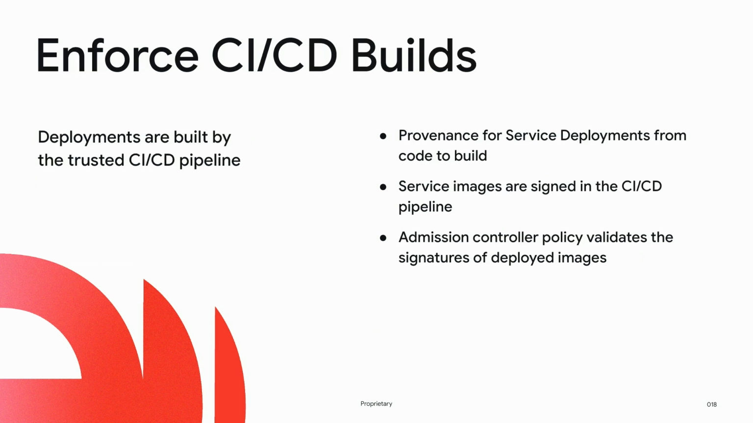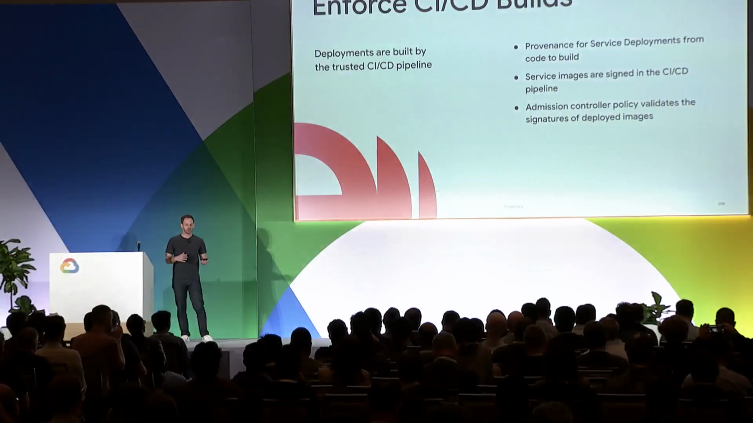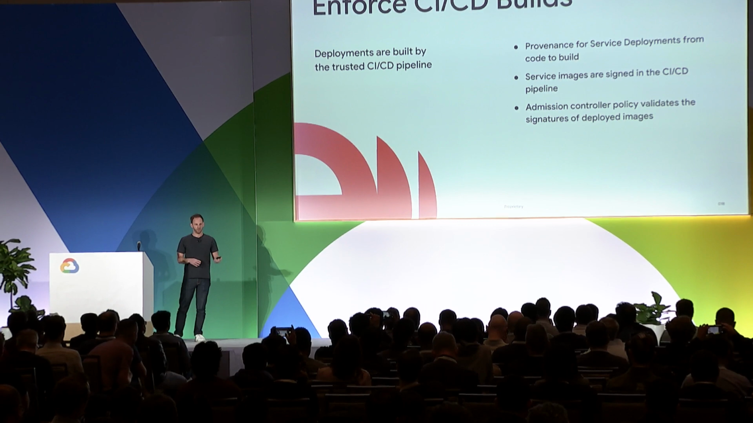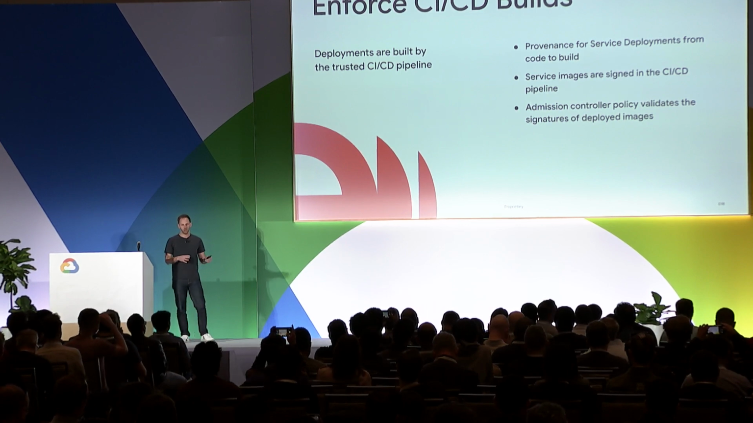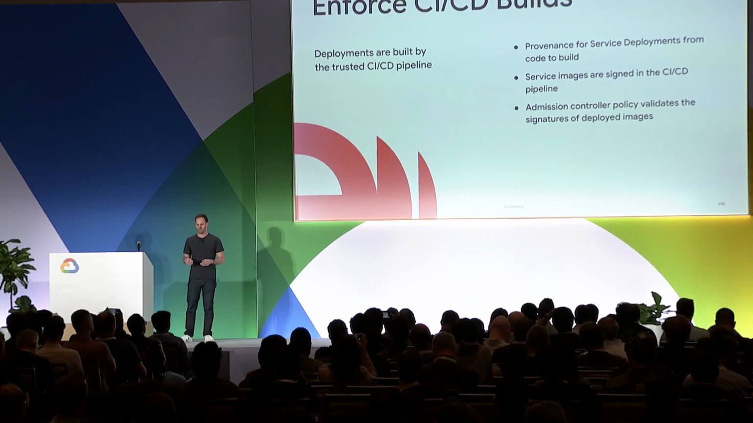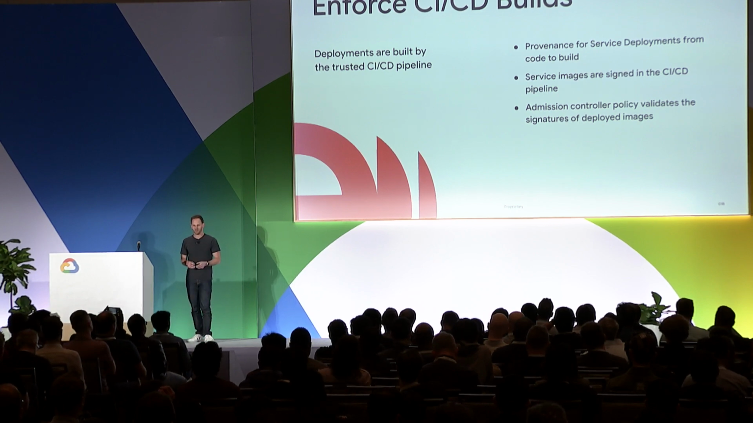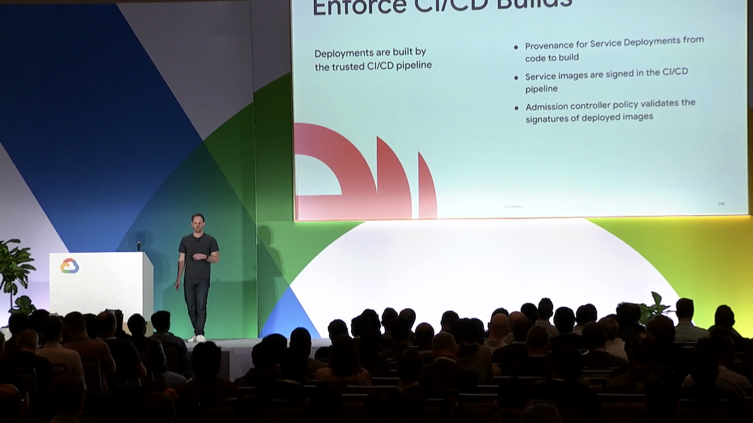So far, we have discussed controls to production. Let's talk about hardening the path to production. To ensure deployments come from the golden path, our CI/CD pipeline signs built images, and the admission controller we have validates those image signatures. This control ensures provenance from code commit to build to image. Only approved and verified code is deployed to our clusters, reducing the risk of malicious code being deployed.